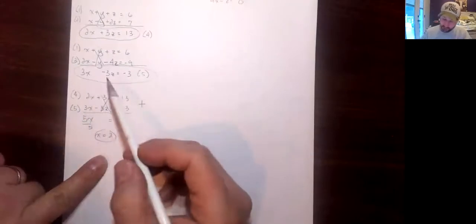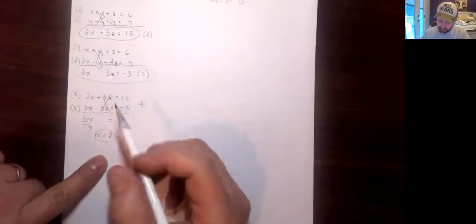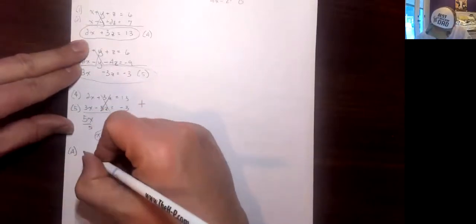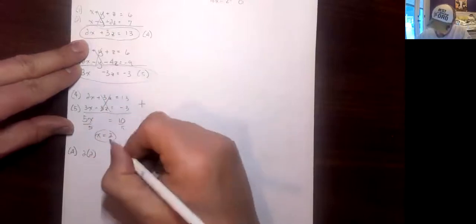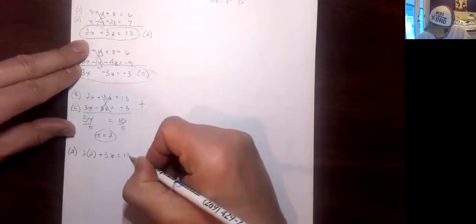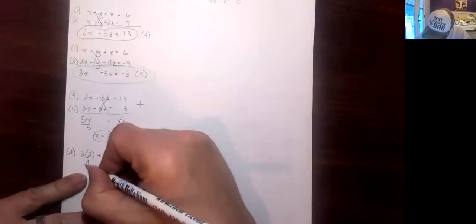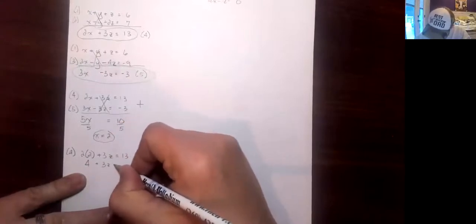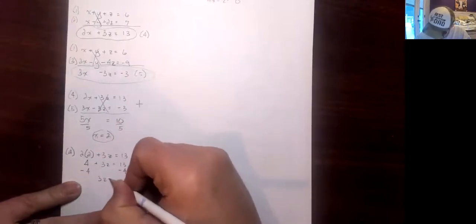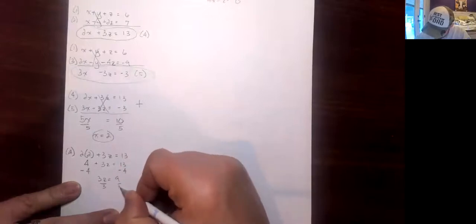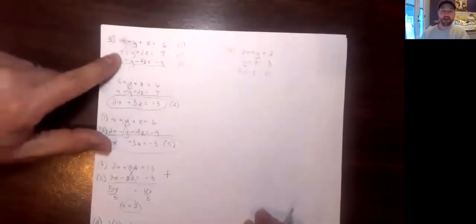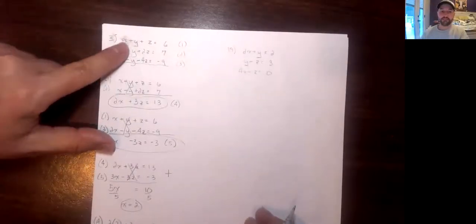Now I take that x equals 2 and I plug it into either one of these. It doesn't matter which one. I'll take equation 4. I'll still label it. 2x, well, I figured out x is 2, plus 3z equals 13. So now I have 4 plus 3z equals 13. I'm going to subtract 4. 3z equals 9. Z equals 3.